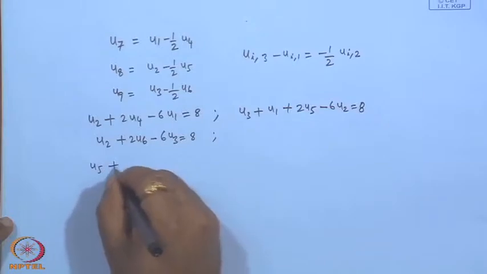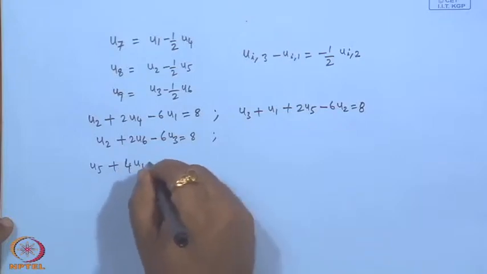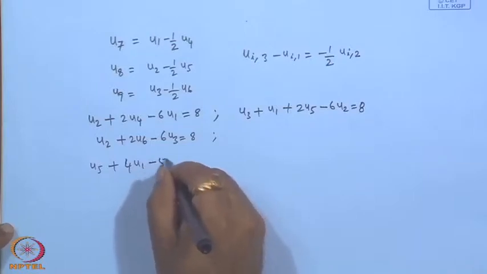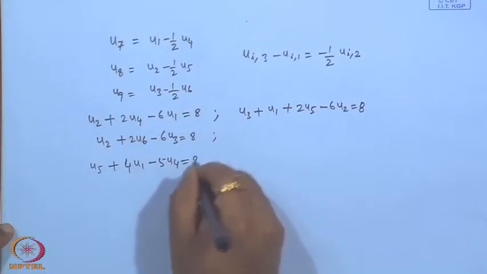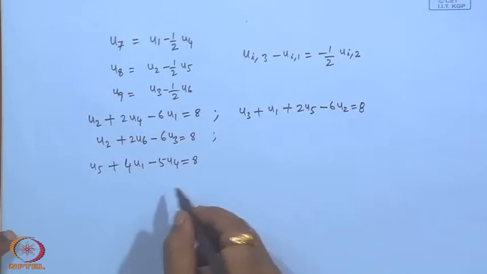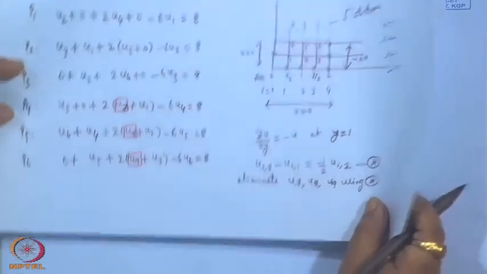u 5 plus u 1 minus 5 u 4 equals to 8, okay. Then next one will be, so let me do one of them.